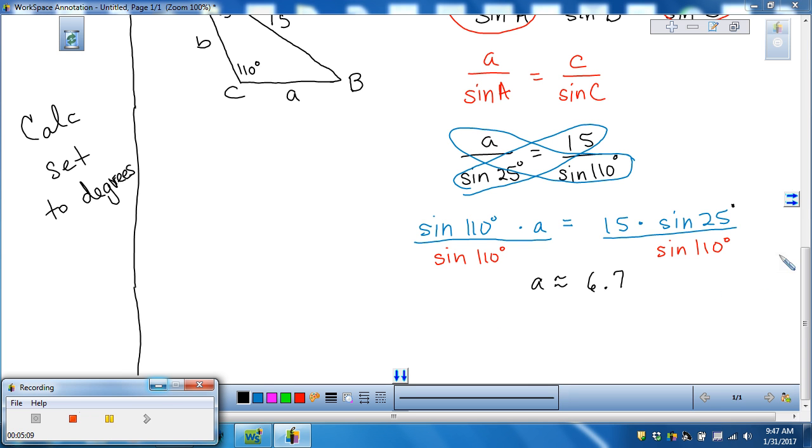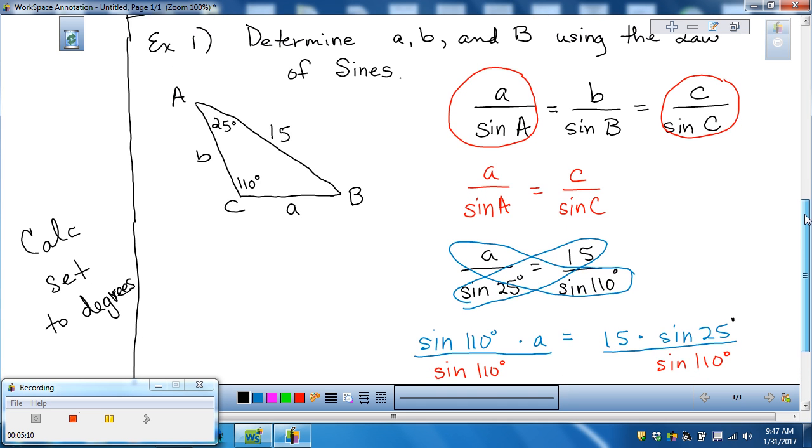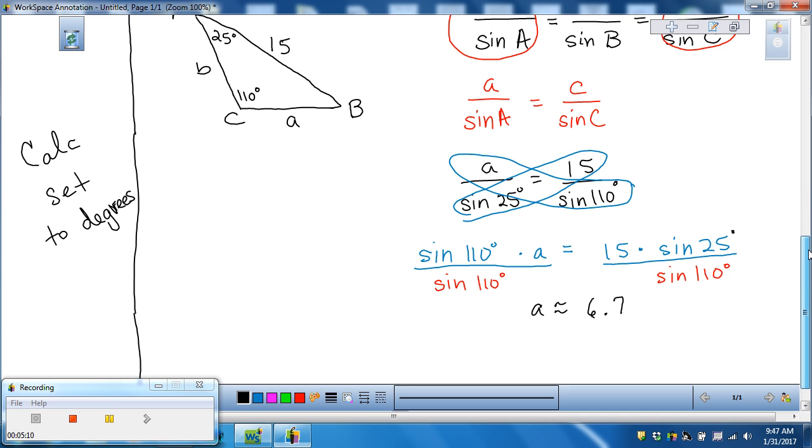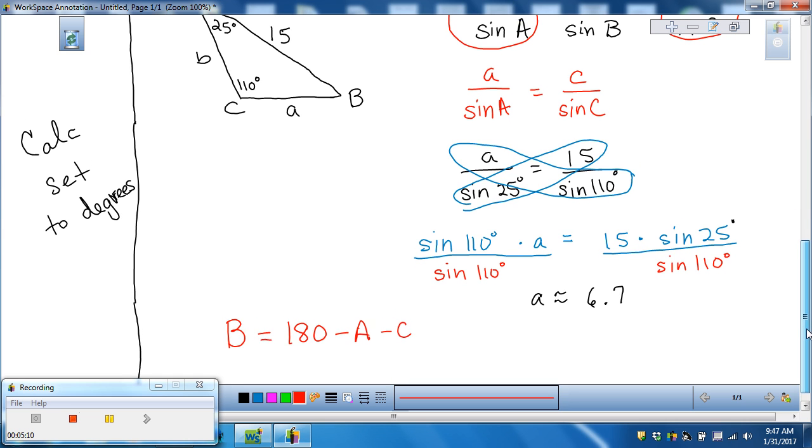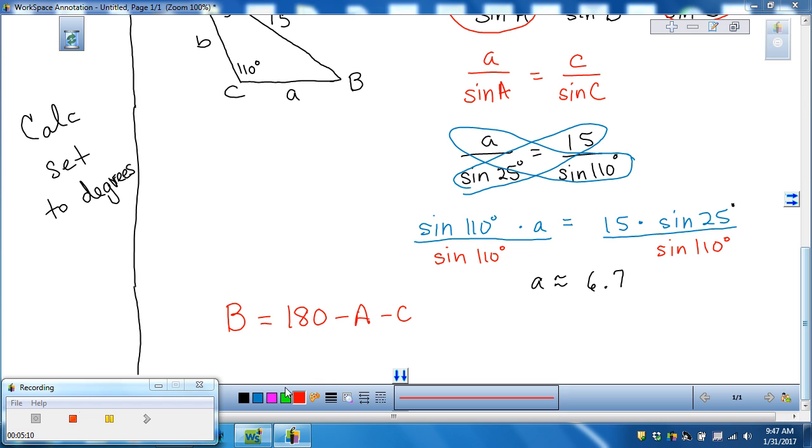Now that we found little a, we now have to go back and we still want to find little b and angle B. So the next thing I'm going to do, if I look at my triangle, I know that this is 110 degrees, this is 25 degrees. I now need to find angle B, and I can find angle B by subtracting angle A and angle C from 180 degrees. So I'm going to take angle A and angle C, which are 110 degrees and 25 degrees. You can add them first and then subtract, or you can just subtract them individually. And 180, take away 25, take away 110.